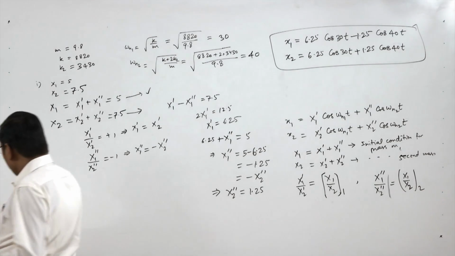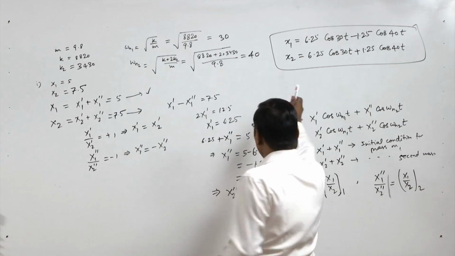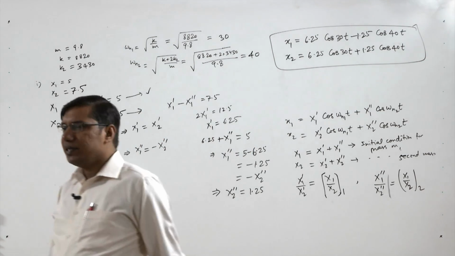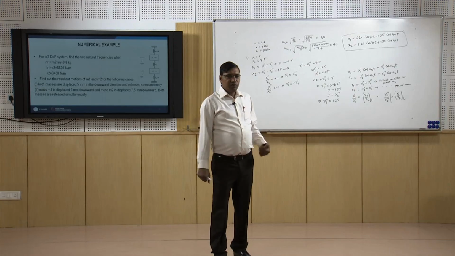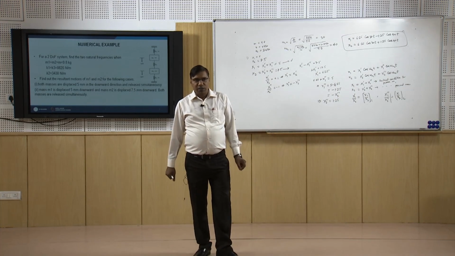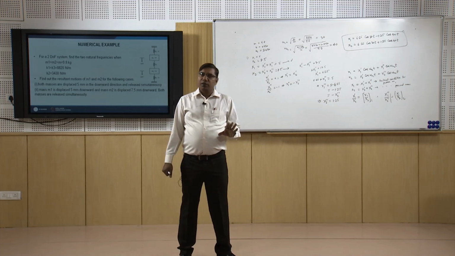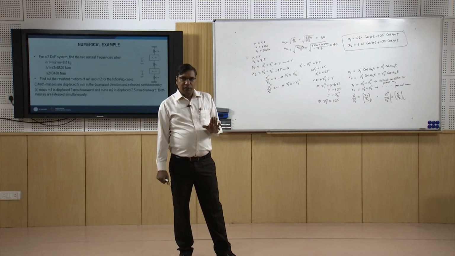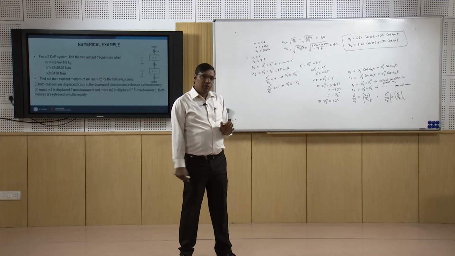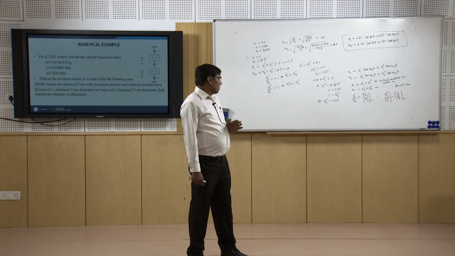So what we see is that when we give different initial conditions, or different amplitudes of initial condition, to the masses, they contain both the modes. So the resultant is the superposition of both the frequencies and both the motions.